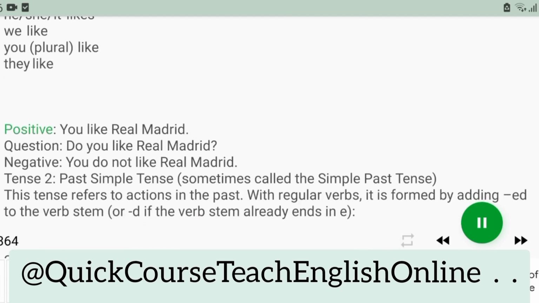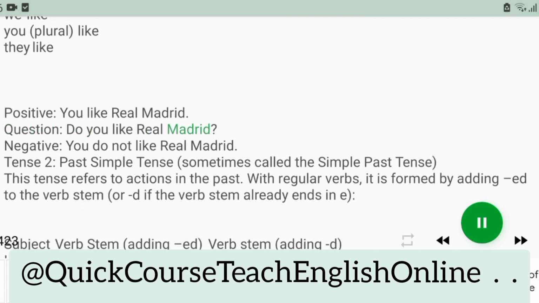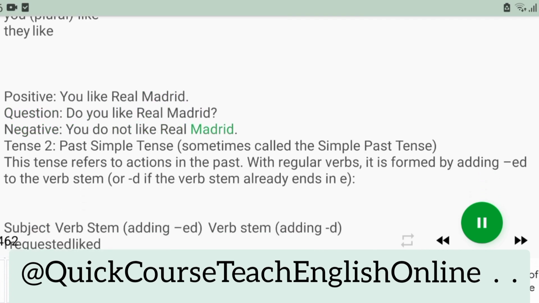Positive. You like Real Madrid. Question. Do you like Real Madrid? Negative. You do not like Real Madrid.